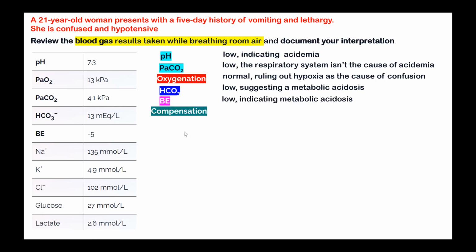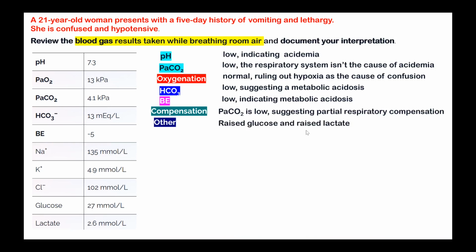Metabolic acidosis. Is there any compensation in this case? Yes, sir. PaCO2 is low, suggesting partial respiratory compensation. For metabolic acidosis, PaCO2 is only about 33, it's not 35 to 45. So that's a partial compensation. And is there any other abnormal value in this? Glucose is 400. Glucose and lactate. Very good. Raised glucose and raised lactate.